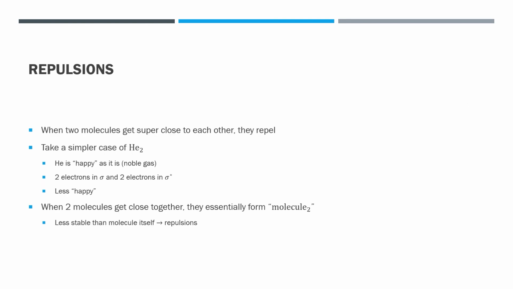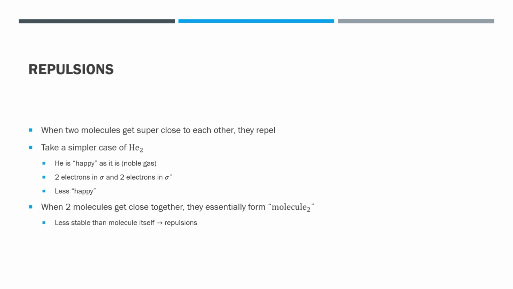Okay, and finally, I want to talk about repulsions. So we talked a little bit before about how when we took two atoms and went to a distance that is smaller than the minimum potential energy, we saw how the curve sort of skyrocketed up. And I said this was due to electron clouds being forced together and the repulsions that come from that, right? So that's essentially what is happening with repulsions. When two molecules get super close to each other, they're going to repel.